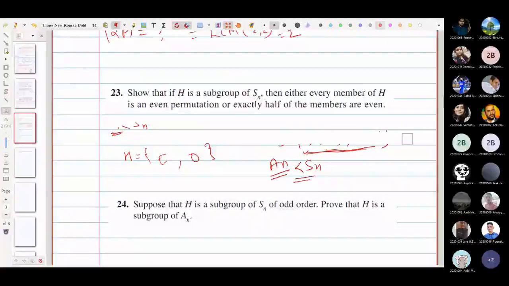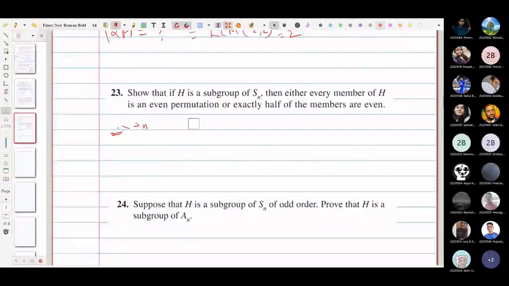So in case H contains all even permutations, then we are done, because that subgroup is nothing but A_n, and we know that A_n is a subgroup. In fact, we can say that collection is A_n, and A_n contains all even permutations and is also a subgroup of S_n. So we are done in that case. Okay, so let us see the proof.